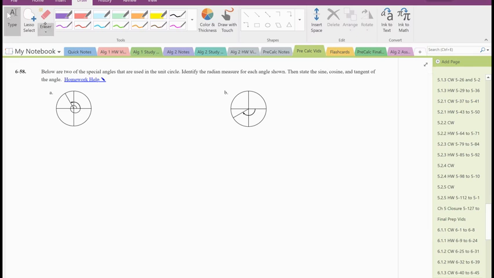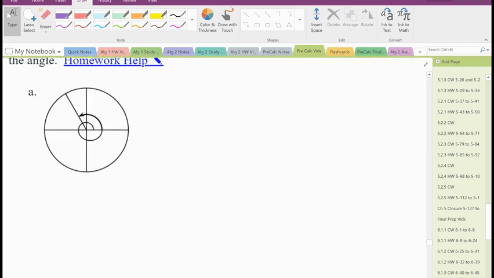Here we are asked to take the special angles below and use the unit circle to find the radian measures and the sine, cosine, and tangent of each angle. So first thing I'm going to do is estimate from where these are at what angle this is. The halfway point would be right here-ish. So this is the one where the long side is the y value.